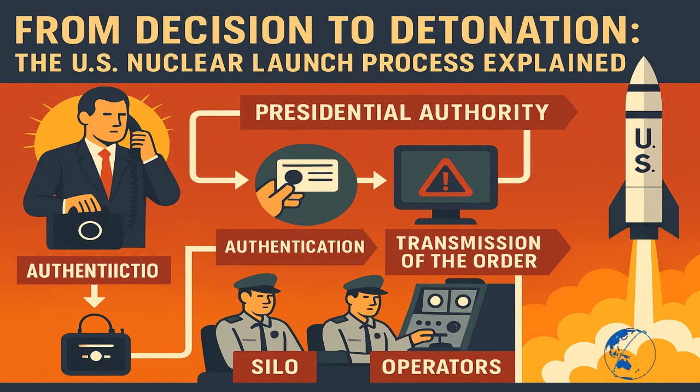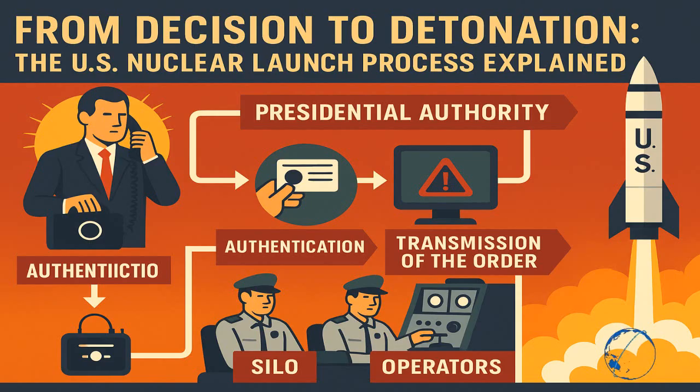Depending on the scenario and the type of strike ordered, the message is sent to land-based ICBM launch control centers, ballistic missile submarines, SSBNs, and Air Force strategic bombers, like the B-2 or B-52. Each platform has its own authentication and launch protocols, but all rely on the same foundational principle: the order must be verified and multiple personnel must concur.